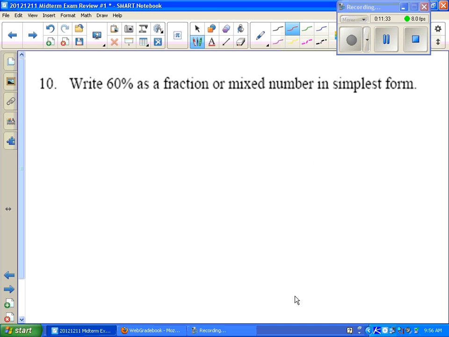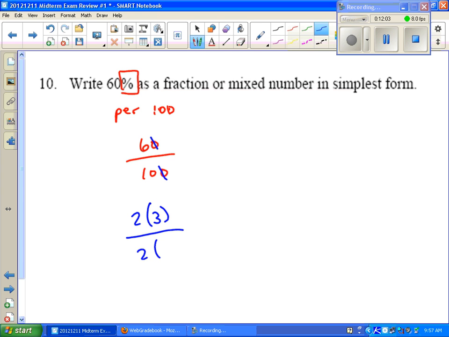Write 60% as a fraction or mixed number in simplest form. Again, percent means per 100. So if you have 60%, that means 60 per 100. Instantly, since you're dealing with tens, you can cancel out a 0 off of the end of each of them, or you can say that 10 goes into both of them. We'll get even past that. The number 2 is a factor of both 6 and 10. So 2 times 3 is 6, and 2 times 5 is 10. Cancel out 2 over 2, and you're left with 3/5 in simplest form.